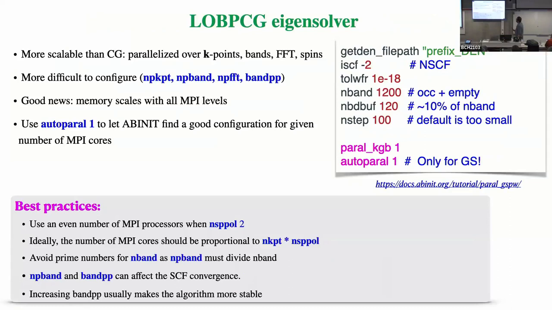The example I showed previously used the iterative techniques to apply the Kohn-Sham Hamiltonian. And for large systems, what we usually do, we use the paral_kgb option that corresponds to an optimized eigenvalue solver that is parallelized over k points, bands, and FFT. Now here I have some suggestions for the input parameters, but the main message is that if you use paral_kgb 1, you have an eigenvalue solver that is more scalable than the default one. And if you use autoparal 1, then Abinit will automatically select all the input variables related to the eigenvalue solver at runtime. So I strongly recommend using these two options in the generation of the wave function file.